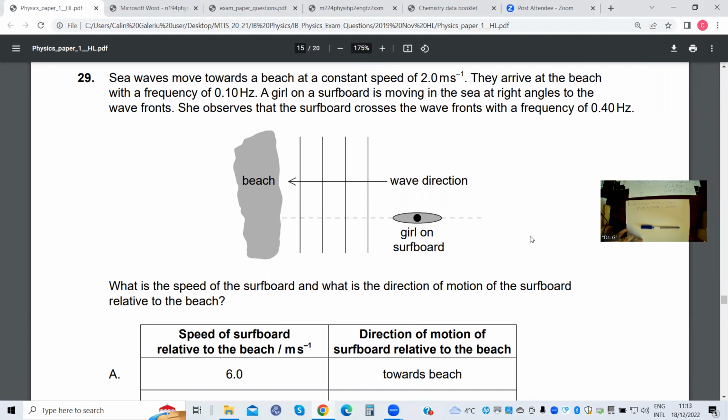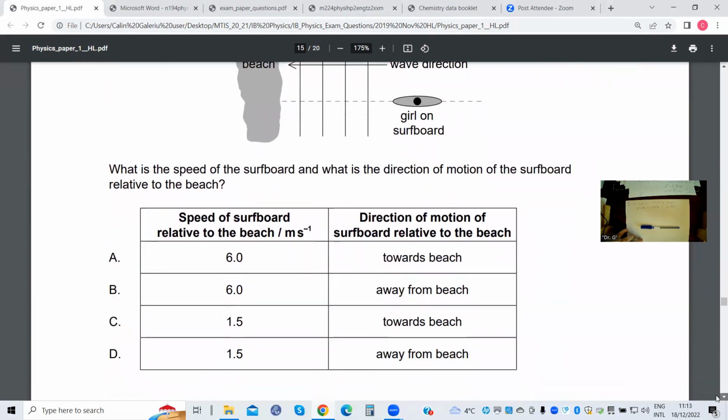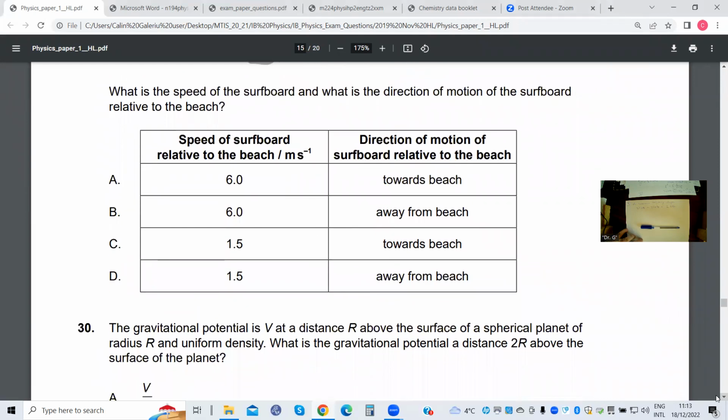Okay, so we have a frequency of the waves arriving at the beach. We have a frequency of the waves noticed by the moving observer, yeah. And we have to figure out the speed and the direction of motion. And these are the 4 choices. Okay, so this problem is also added to your homework.